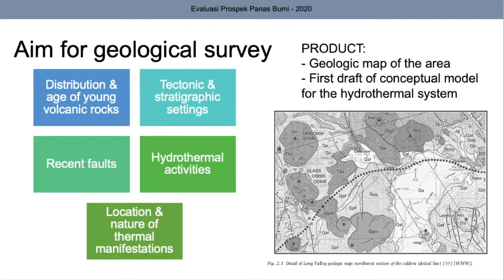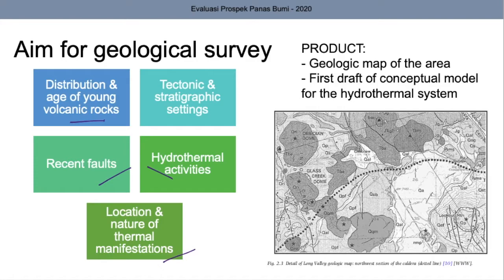The aim of a geological survey is to create a geological map of the area and to determine the first draft of the conceptual model for the hydrothermal system. From the geological map, we can determine the tectonic and stratigraphic settings, the hydrothermal activities, where the faults or structures are, the distribution and age of the volcanic rocks, and where the thermal manifestations are widely spread.